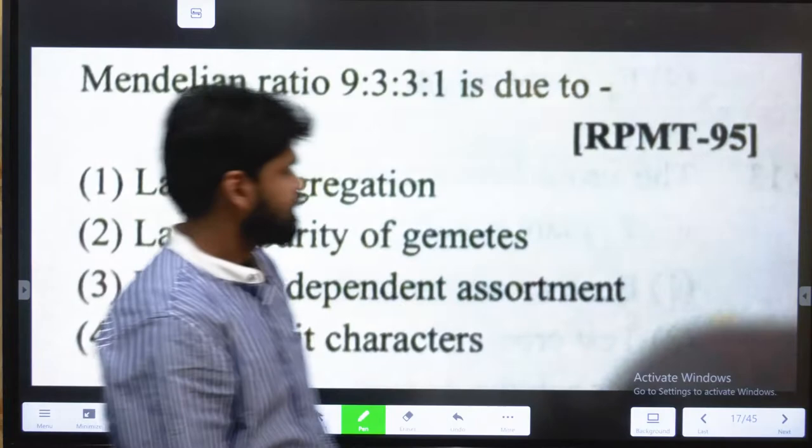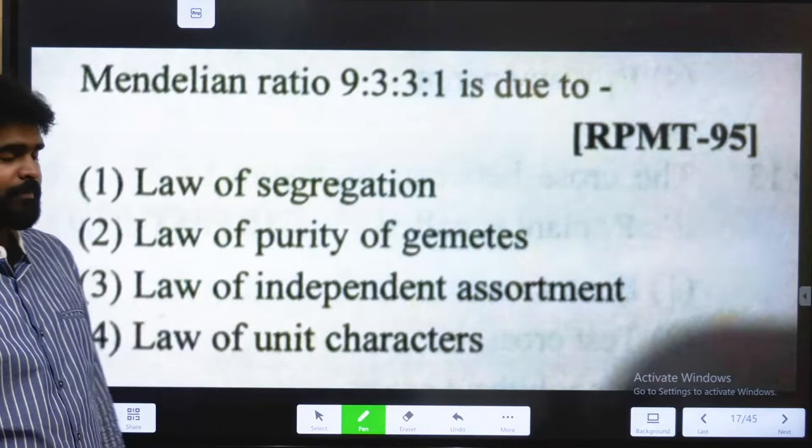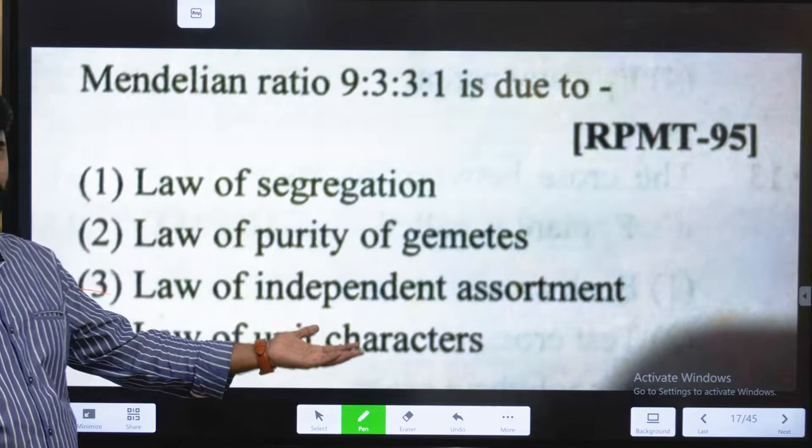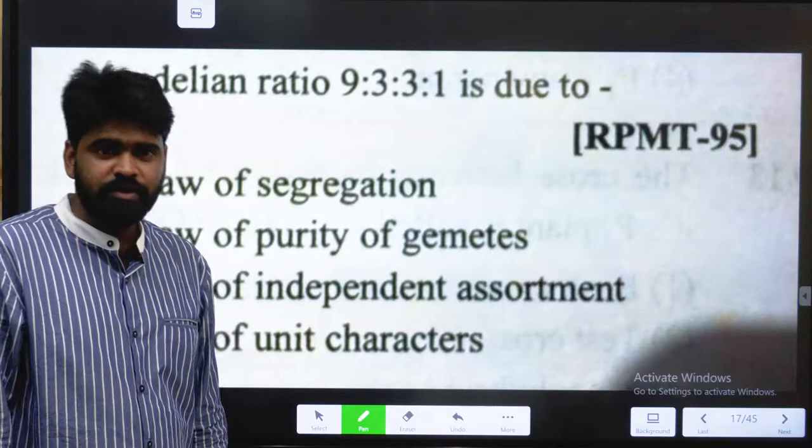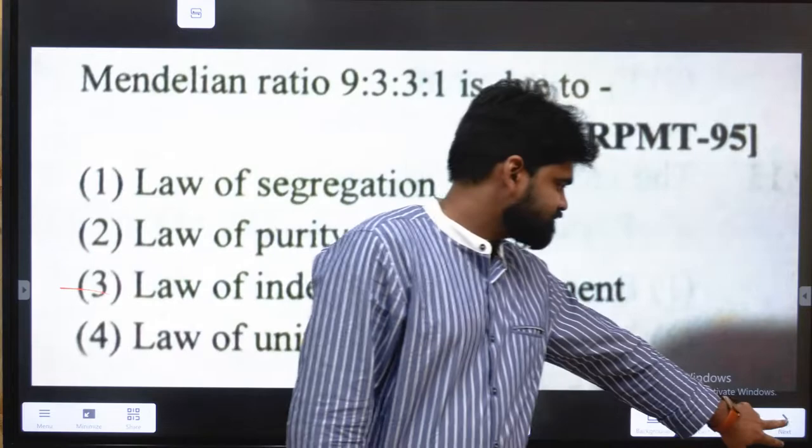The Mendelian ratio 9:3:3:1 is due to the law of independent assortment.